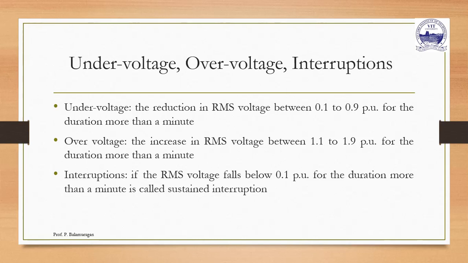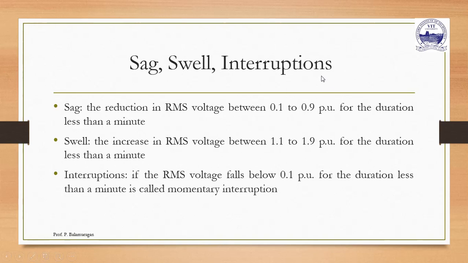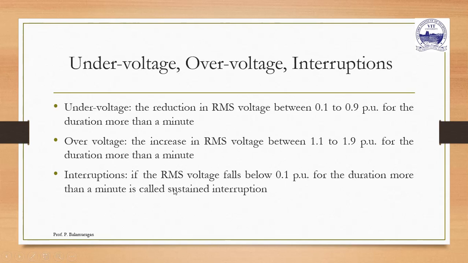And the interruption, here the RMS voltage falls below 0.1 per unit for a duration of more than a minute, and it is called sustained interruption. There is no other significant term for the interruption which is categorized under short duration and long duration. But in general we'll refer to the short duration as momentary interruption, and the long duration as sustained interruption.